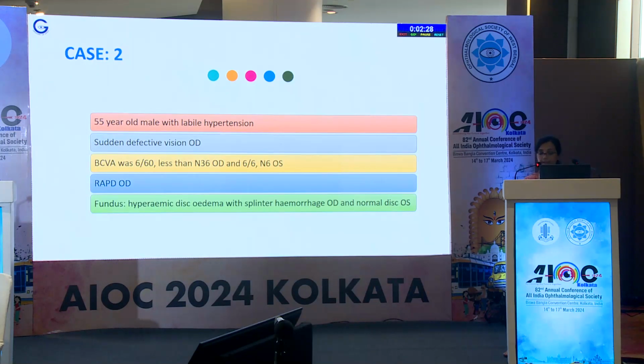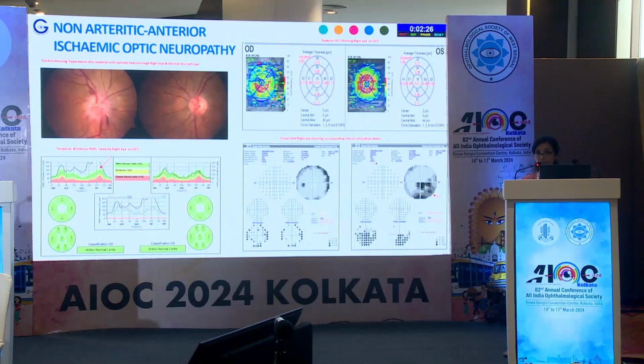The second case is that of a 55-year-old man with labile hypertension, defective vision, N36 near vision with poor distant vision, RAPD again, and the disc showing features suggestive of non-arteritic anterior ischemic optic neuropathy. Look at the visual fields, an inferior altitudinal defect. See the GCL, superior GCL thinning corresponding exactly to the altitudinal defect, whereas the RNFL just showed an inferotemporal edema, which was misleading.